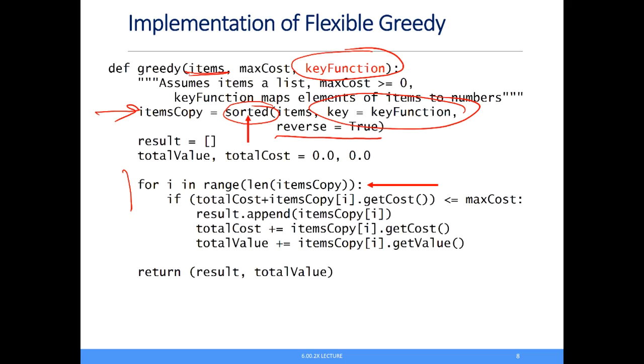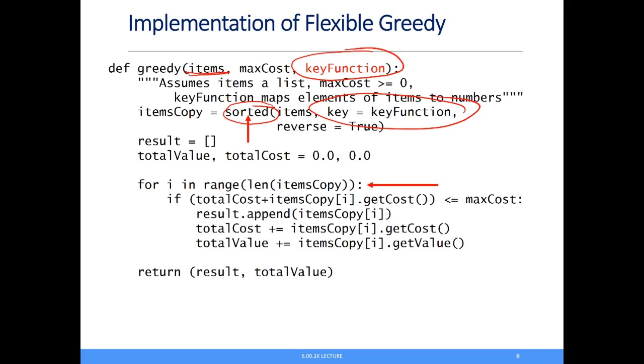Because we're iterating over it in order from best to worst, all we have to do is keep checking. If we have room to put the next item in the list into the knapsack, we do it. And then we go on and continue until we run out of room. Once we have the food in the correct order in items copy, we then iterate through the list from, in this case, best to worst.